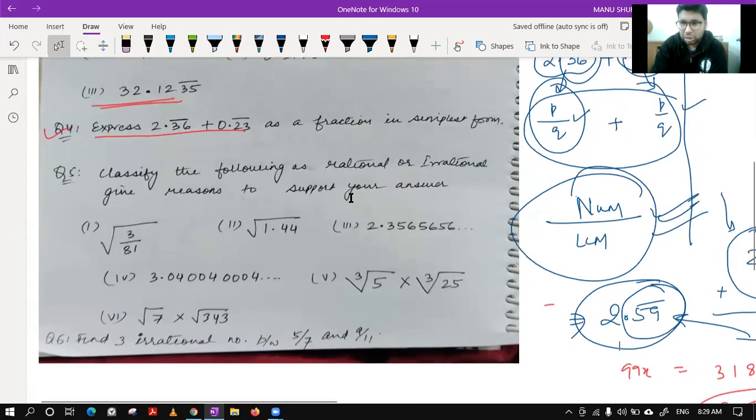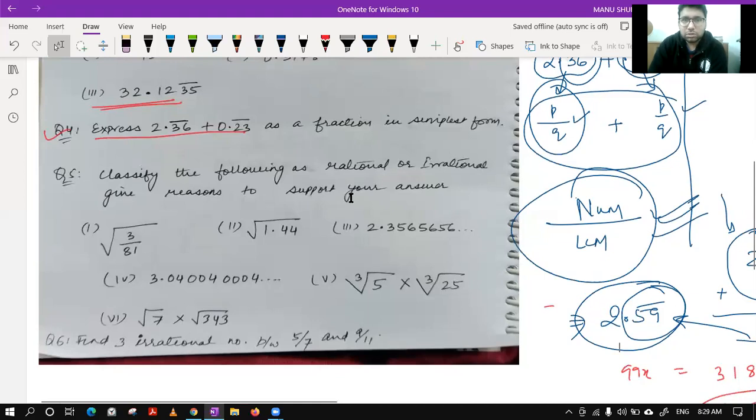Now tell me class, question number 5, any doubts? We have to check whether the given numbers are rational or irrational. Yes sir, Mishti. Mishti, please tell me the part in which you have doubt in question number 5. Part 1. Okay. Mishti, in part 1, we have root 3 upon 81.